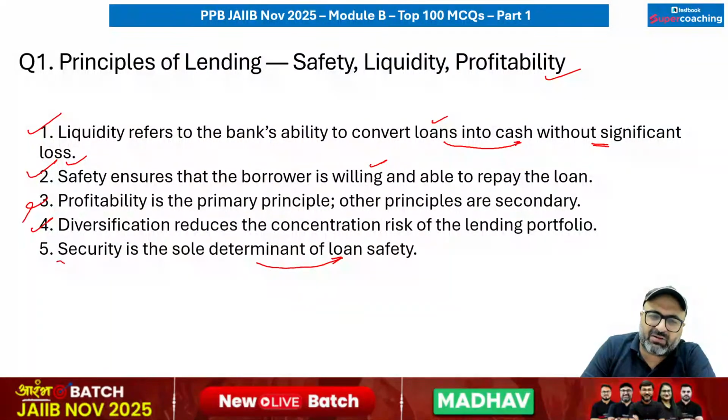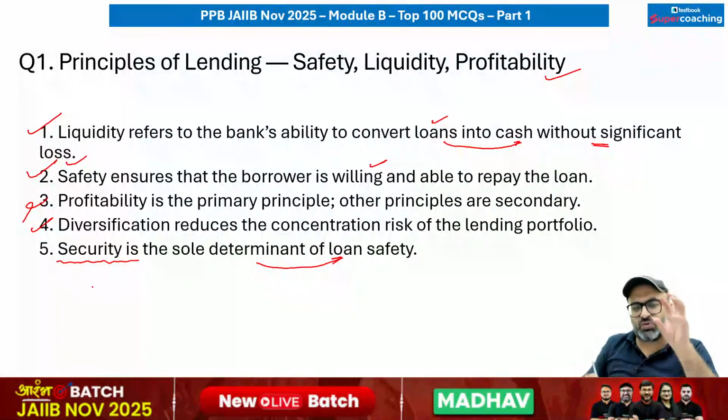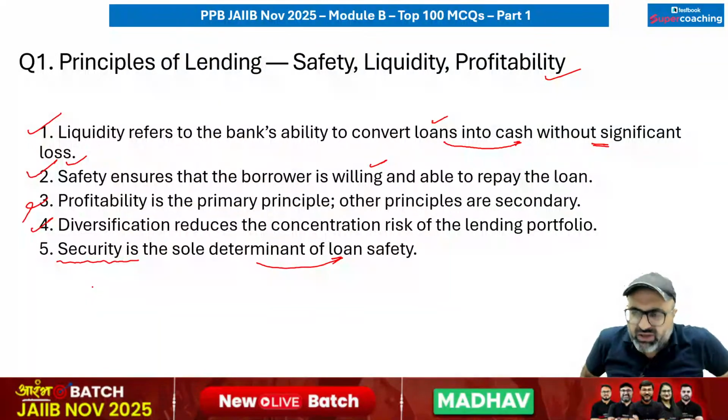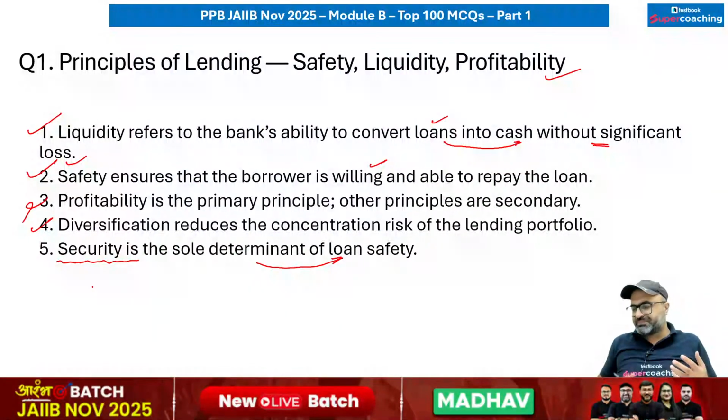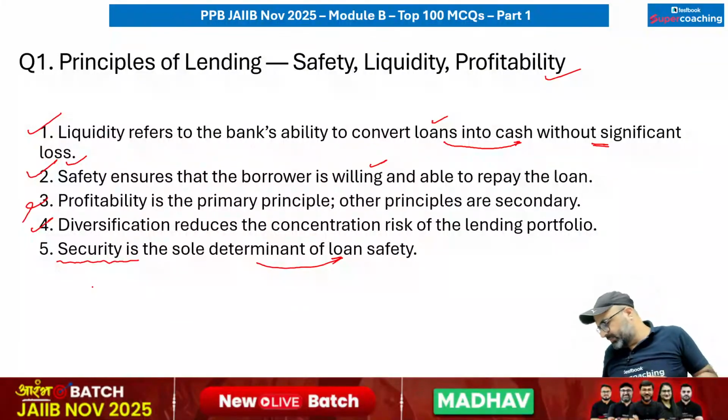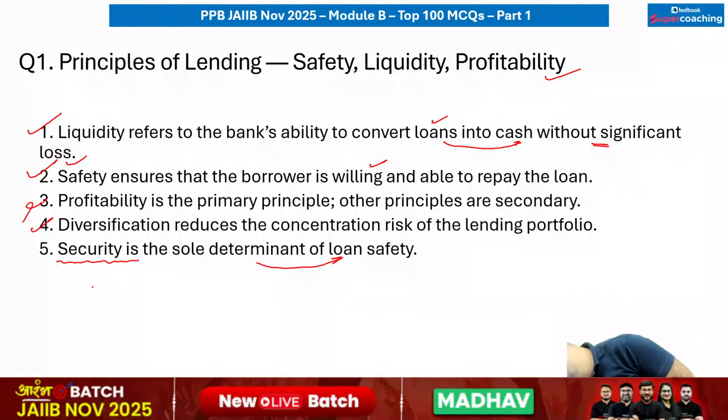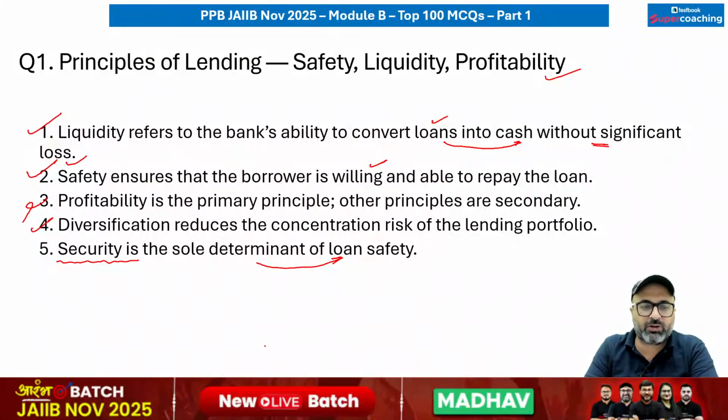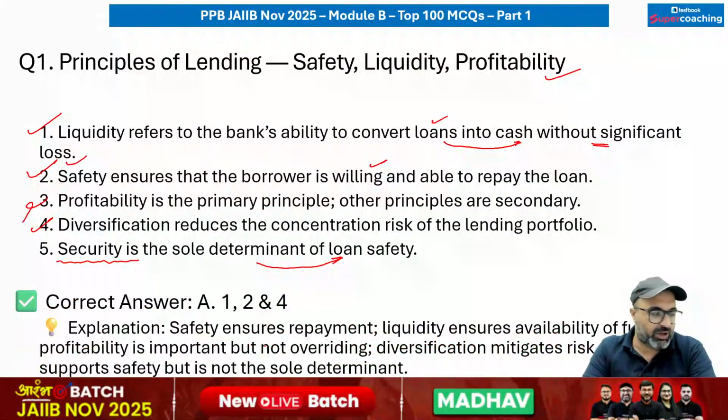Security is the sole determinant of loan safety. Look, the collateral you are receiving is not the sole determinant of loan safety; your borrower's repayment capacity is very important. If your borrower's repayment capacity is not appropriate, then in that particular case also your loan will be unsafe. So keeping that in mind, 1, 2, 4 are correct. Rest all the options are incorrect.